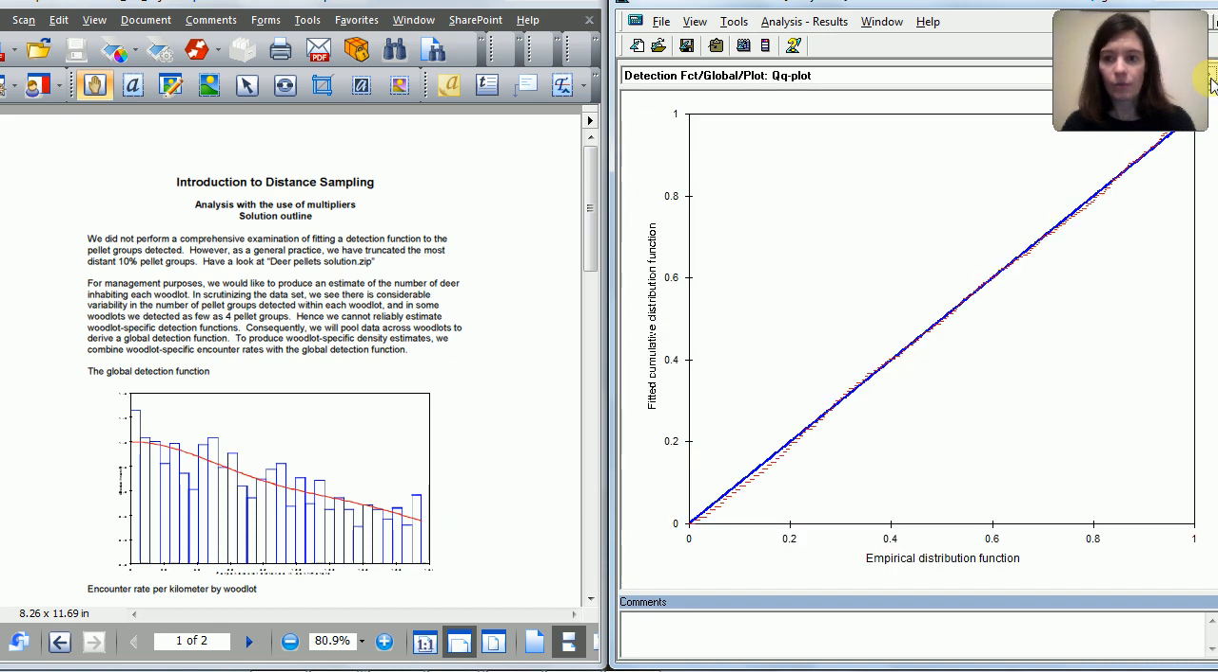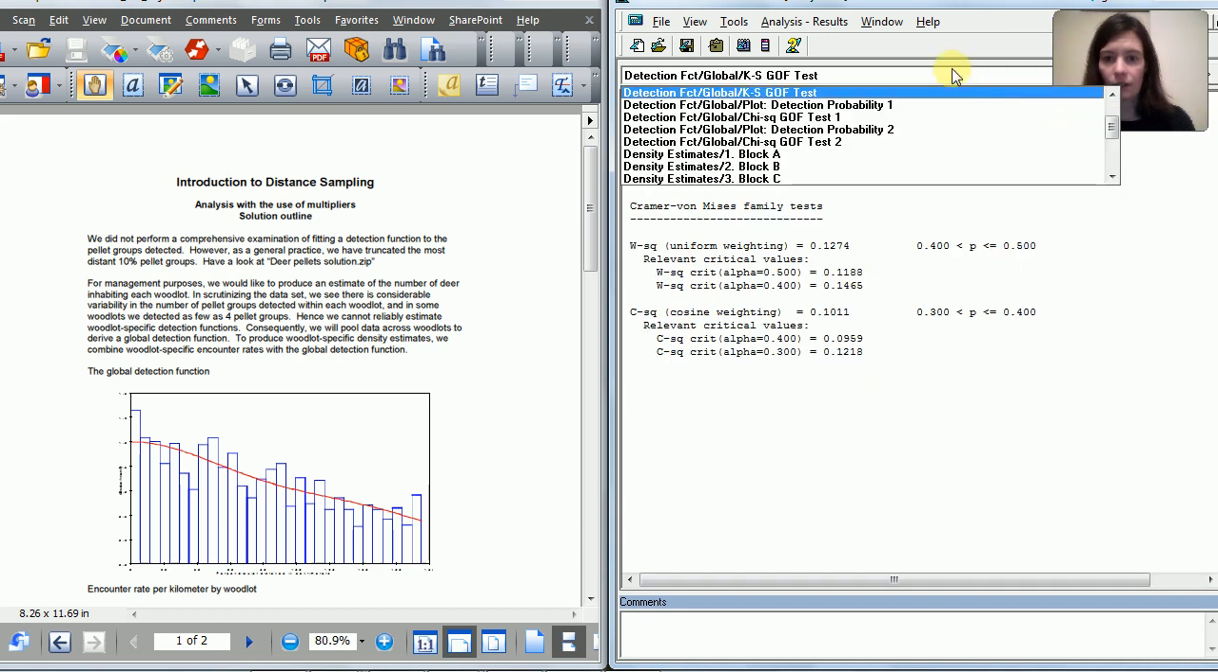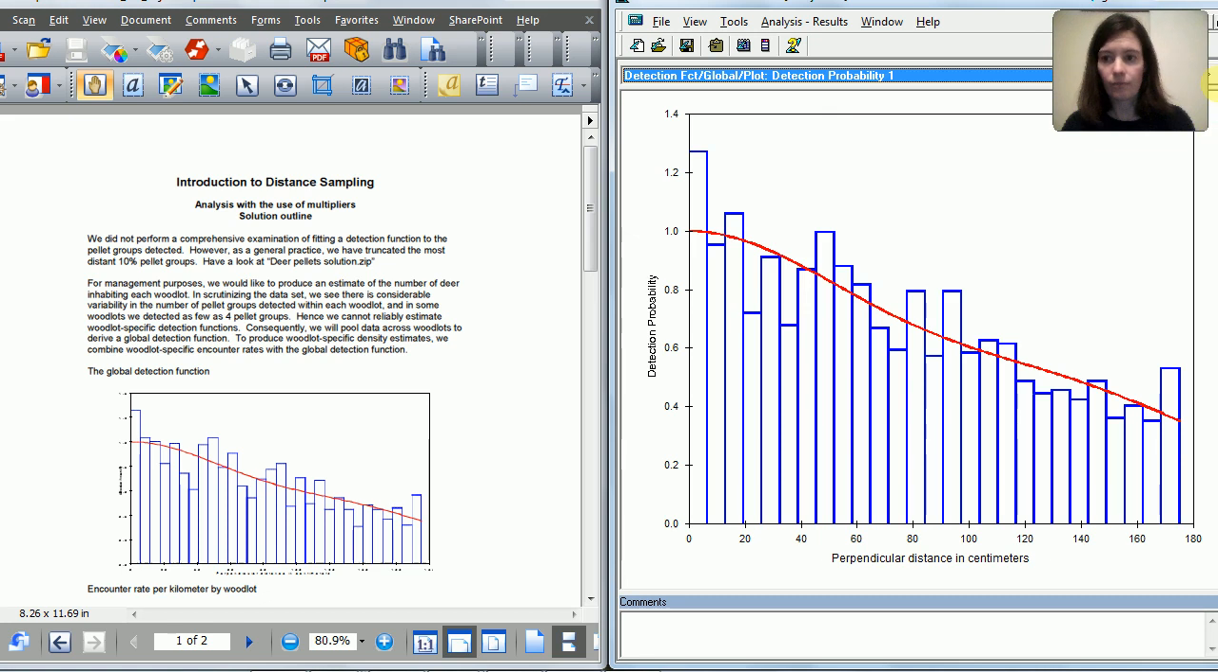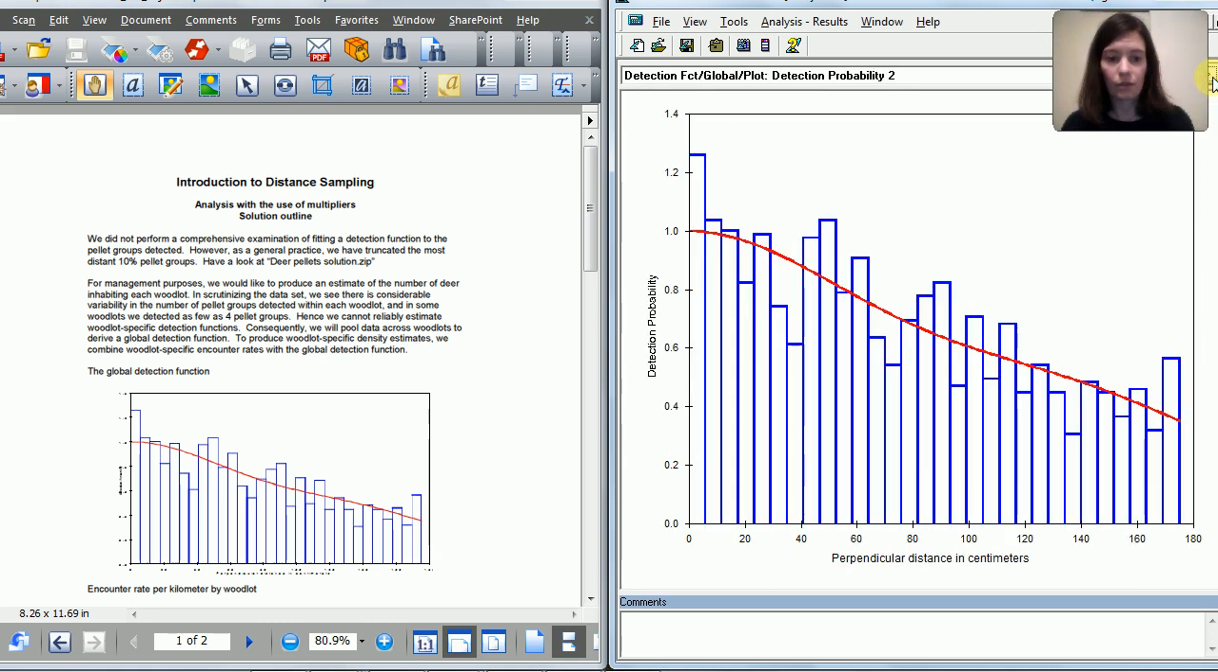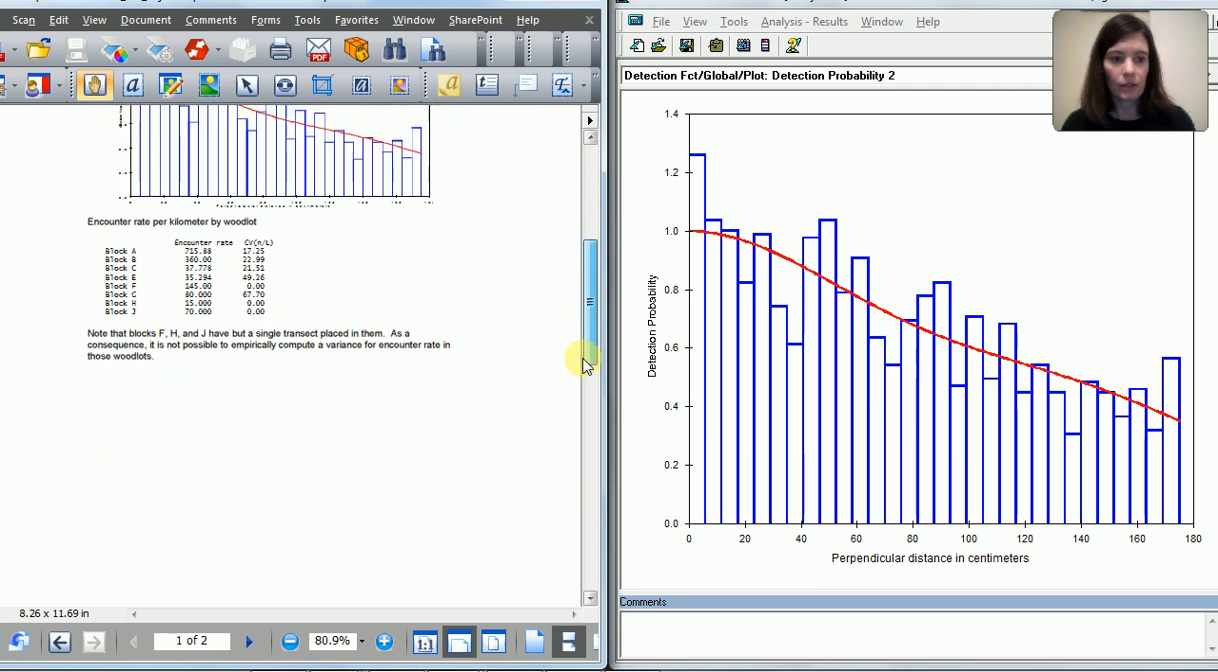If we skip through the results to have a look at the global detection function, remember that it will be displayed with different binning for the histogram. So if you flick through the results, you should find the plot that matches the one in the solutions.